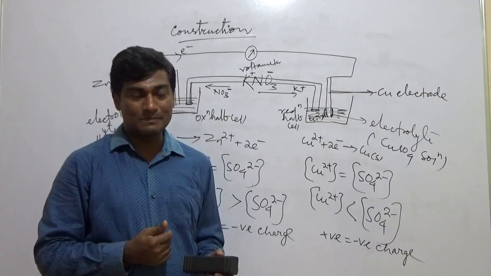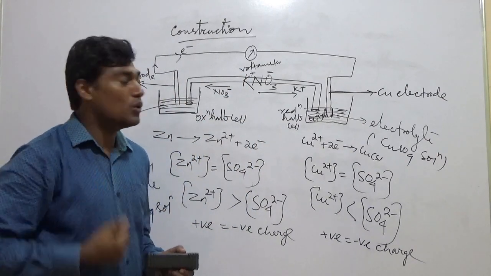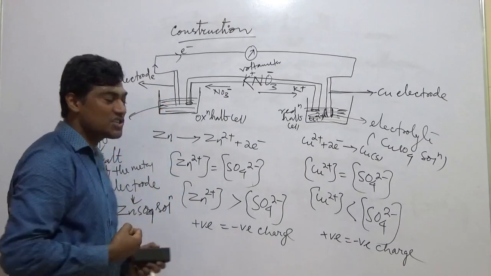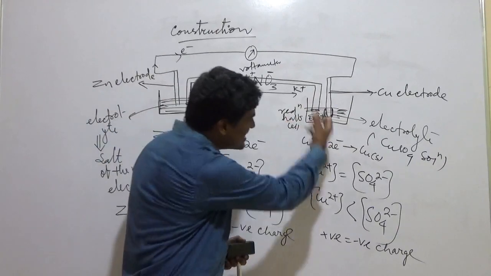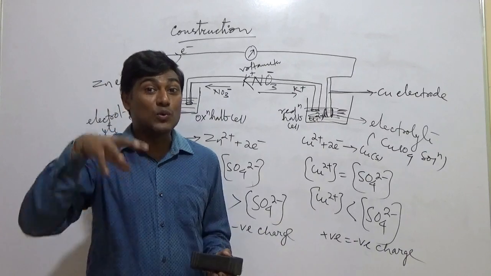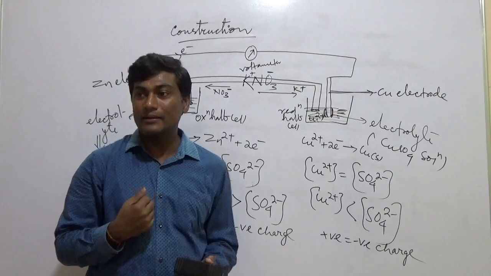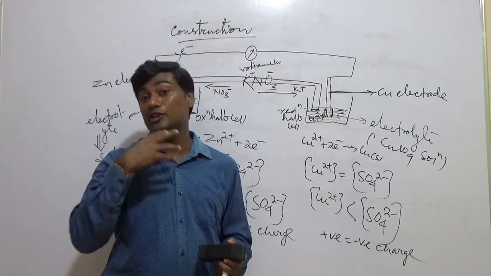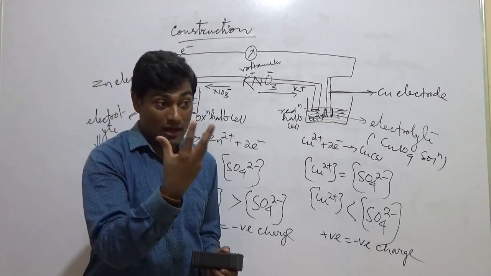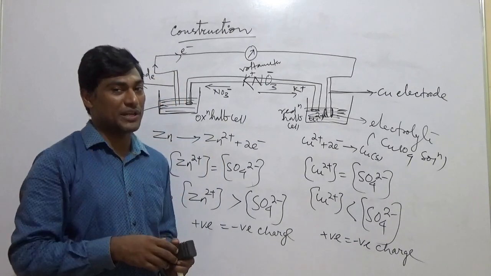What happens next? How will you know what voltage we will get? How will you know how many electrons are produced in the oxidation half cell and how many electrons are received in the reduction half cell? That's why we must now know what electrode potential is. By knowing the electrode potential, what happens? We can predict how many electrons are produced and how many electrons are received. Okay, we'll discuss electrode potential.